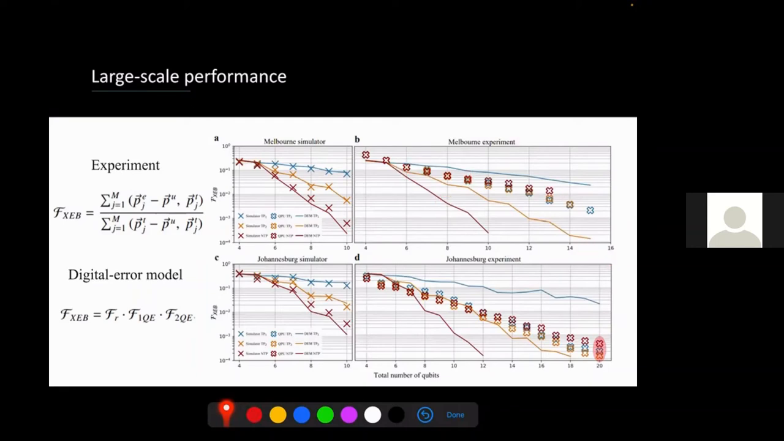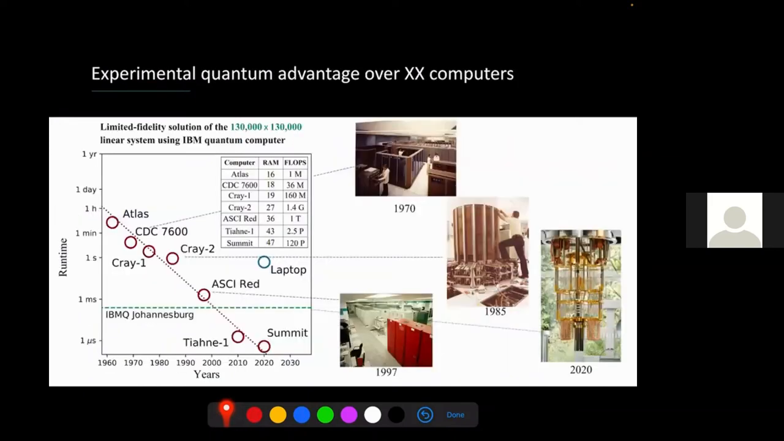And that is because IBM processors have some correlated errors, which were previously observed in that kind of device, and that actually spoils the prediction of the digital error model. However, what is important here is that we actually solved a pretty large system with 0.04% fidelity, which is pretty reasonable for these devices. And we utilized 20 qubits. So the solution of this kind of system is actually a record for a linear system solution using real quantum computers, because previous ones were much smaller.